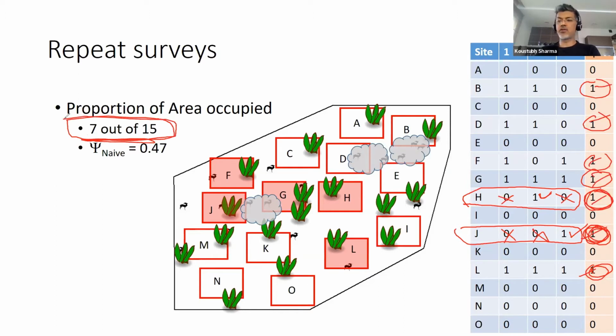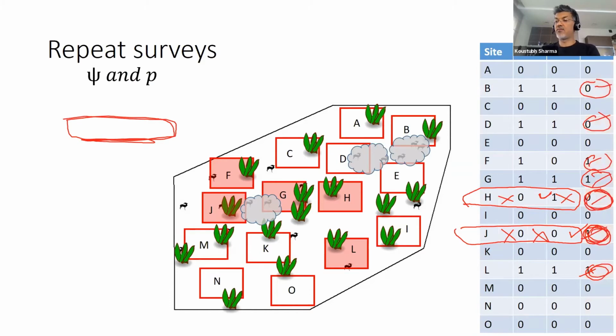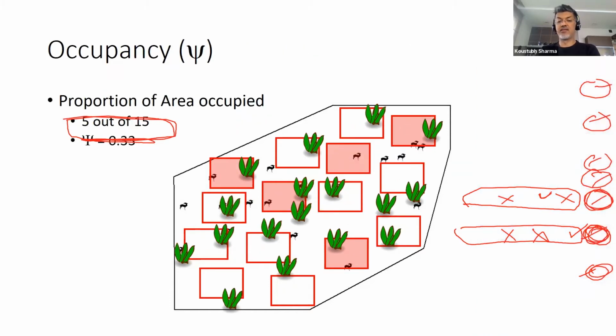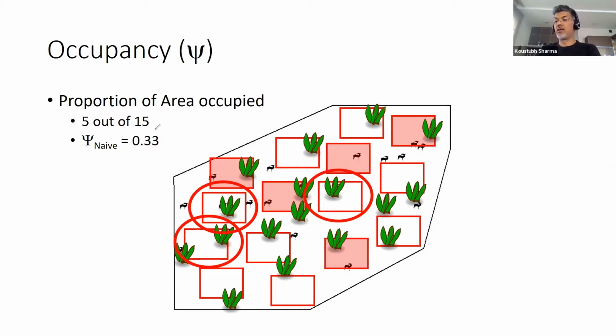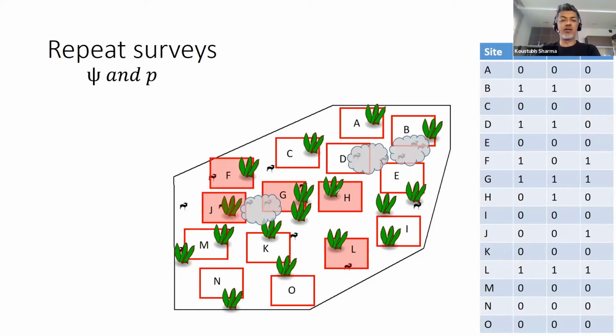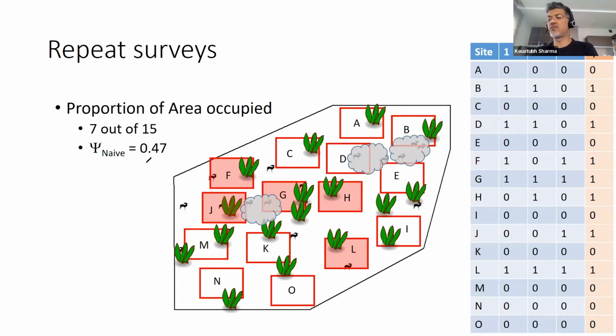Now, if you look carefully, you'll notice that it is definitely more than what was the case in the first case, in only surveying the site once. I was saying only 0.33 was the occupancy, but just by repeating the survey, my occupancy has gone a little bit up. But is this still the right estimate? Actually, no. We still call this a naive occupancy estimate because we are not addressing the detection probability.